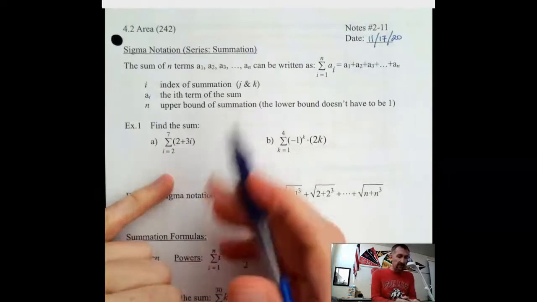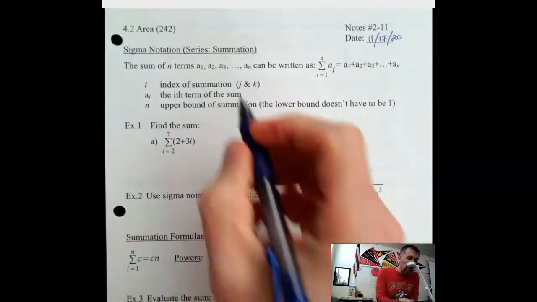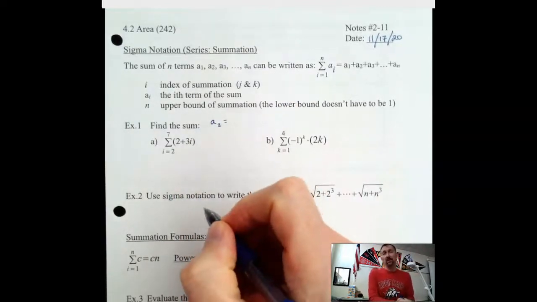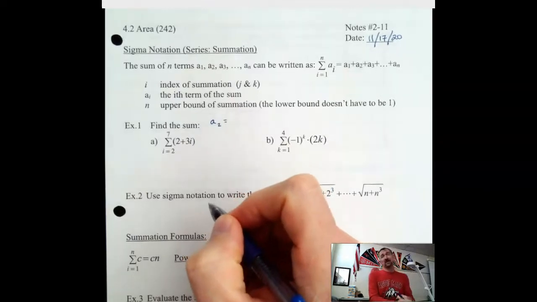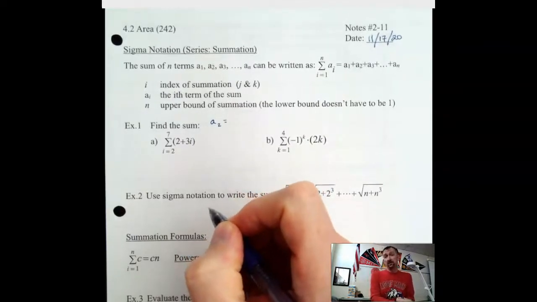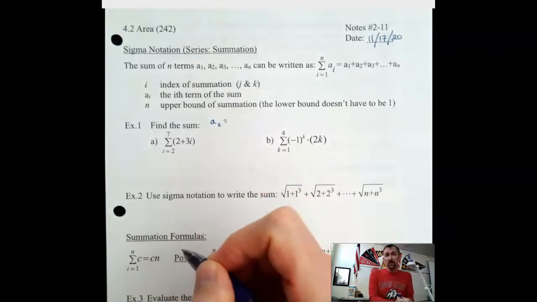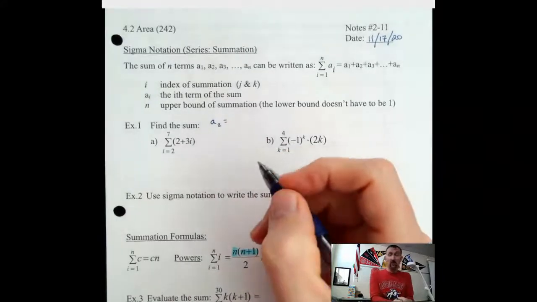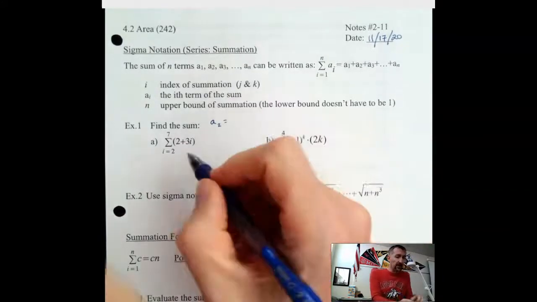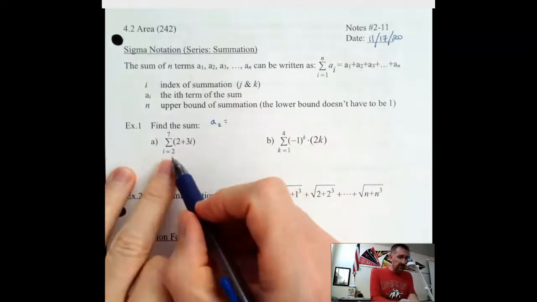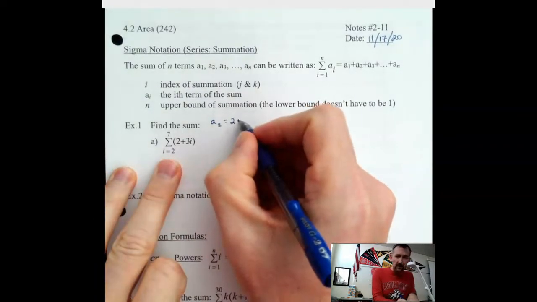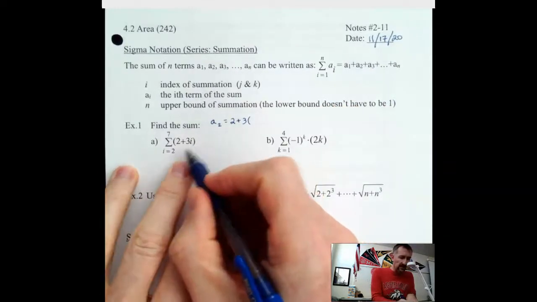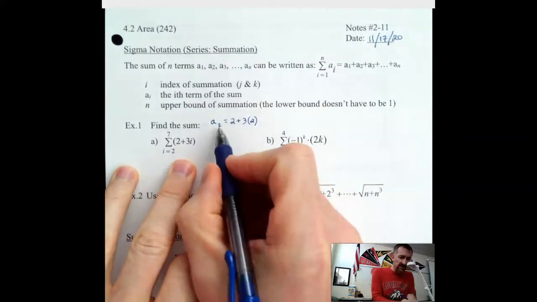So find the sum here. One way we could find the sum is we could just find the numbers and add them up. Now, if there's just a couple numbers, that's not a big deal. But if there's 1,000 numbers, that could be pretty cumbersome. We would use a computer to do something like that, unless we had a formula, which we have some formulas we'll take a look at. But anyway, here we're just going to plug in 2. So it's going to be 2 plus 3 times I, that's what we're plugging in. So we're plugging in 2 to find the second term.